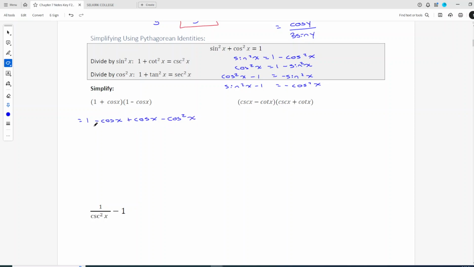Always look to see if you can simplify. These are conjugate binomials, so they end up as a difference of squares. Negative cos x plus cos x is gone, and I'm left with 1 minus cos squared x. If this had been the first video in this lesson, I would have said, great, you're done. But as we build on, you might go, oh, this isn't the answer in the back of the book. The answer in the back of the book is sine squared x.